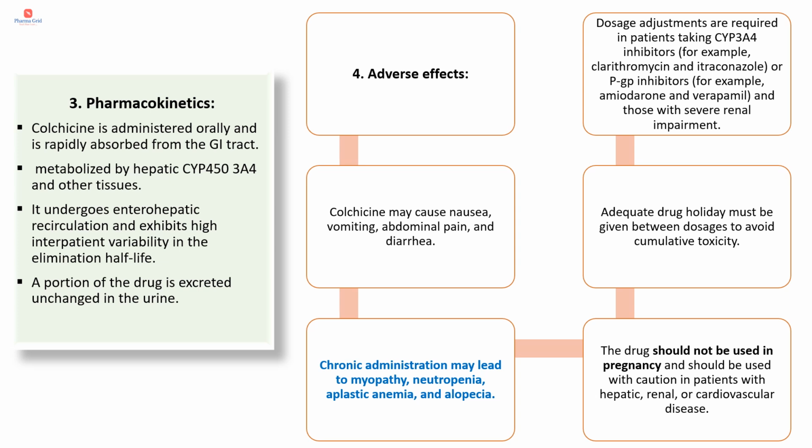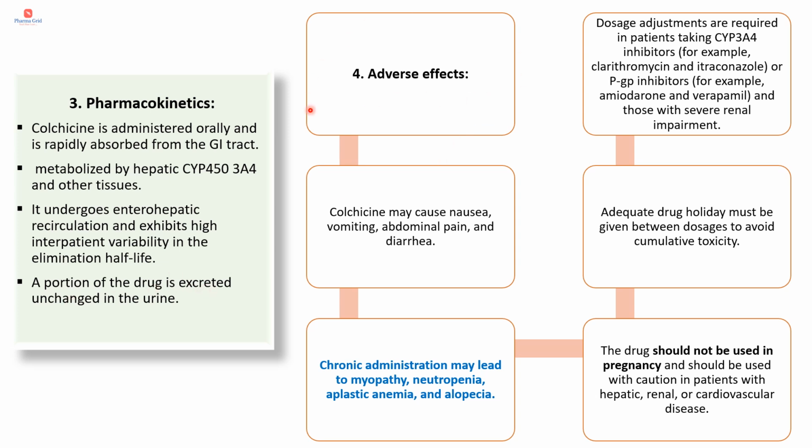Coming to the pharmacokinetics of colchicine, colchicine is administered orally and it is rapidly absorbed from the gastrointestinal tract and metabolized by the CYP3A4 isoenzyme. It undergoes enterohepatic recirculation and exhibits high interpatient variability in the elimination half-life. A portion of the drug is excreted unchanged in the urine.